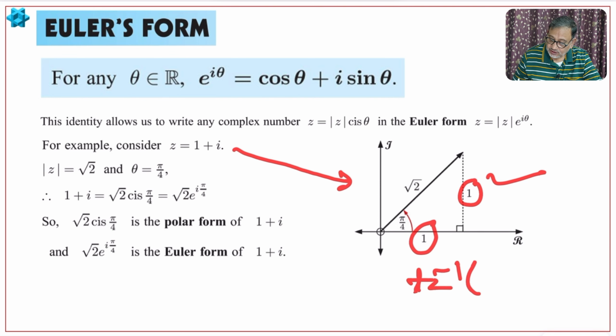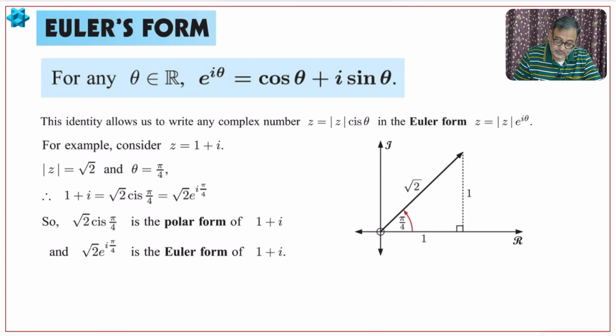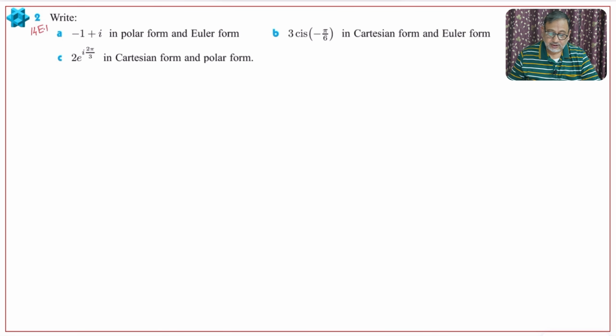So tan inverse 1 over 1 will be pi by 4. So theta is pi by 4. Therefore 1 plus i will be root 2 cis pi by 4, and hence in Euler form we can write root 2 e raised to i into pi by 4, okay. So root 2 cis pi by 4 is the polar form of this complex number, and root 2 into e raised to iota pi by 4 is the Euler form of 1 plus i, right.